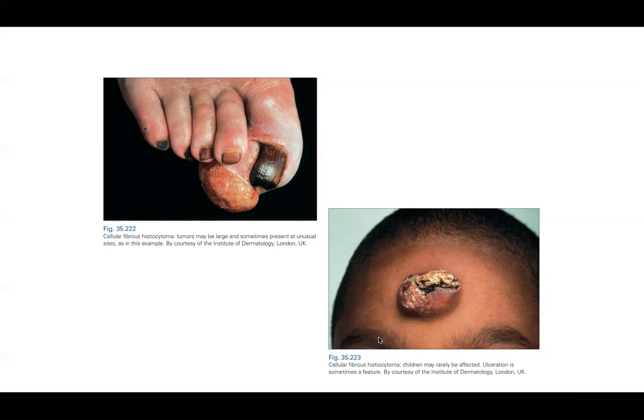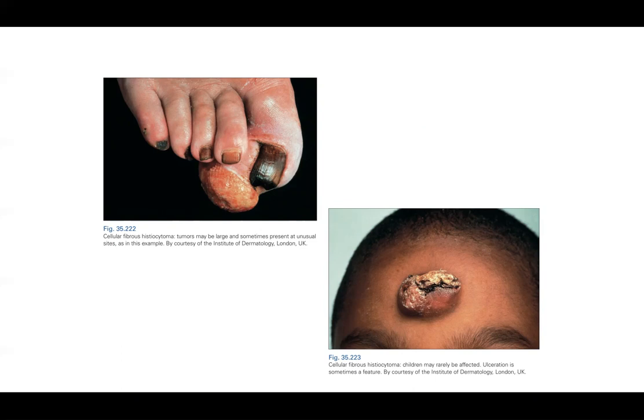And unfortunately, with cellular fibrohistiocytomas, children can be affected as well. This is a picture of the ulceration that happened on the forehead of a young child. And again, I mean, this does not look benign. And so even though it's considered benign in terms of its cellular features, I would say that the behavior of it is concerning. And if you excise this completely and don't have negative margins, then it's going to recur. It's just a matter of when.